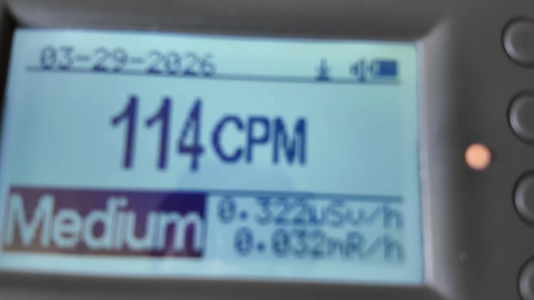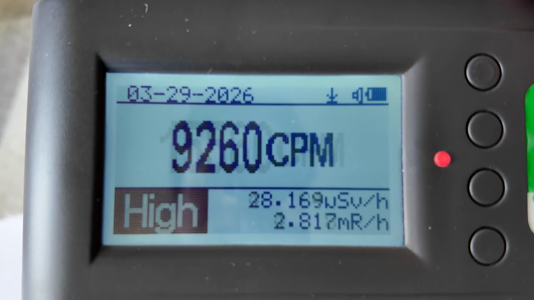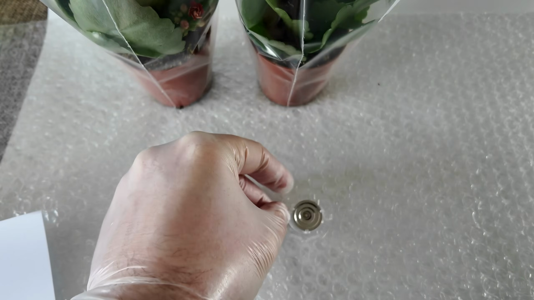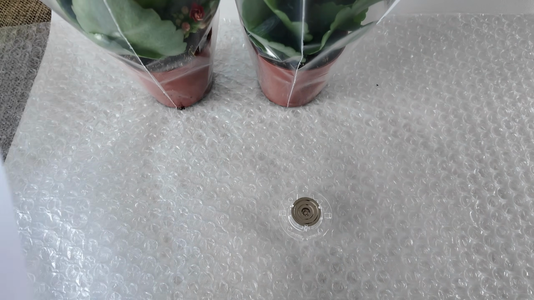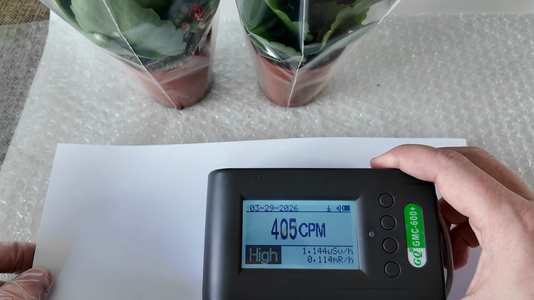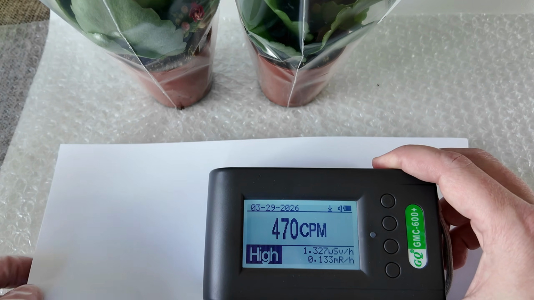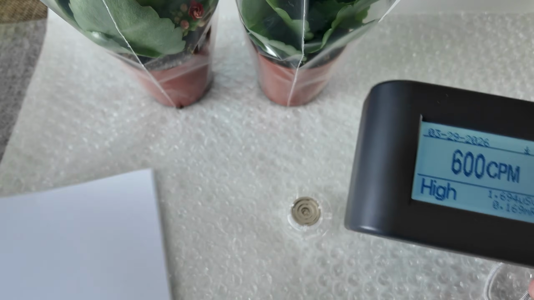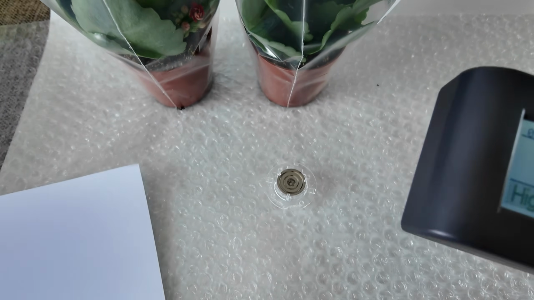And I will not use the alpha source for the plant because it is useless. Alpha radiation cannot penetrate the plant. So the first plant will be lucky and it will be in the control group without any radiation exposure. But still, if you want to see the results for alpha, write in the comments below and maybe I will make a second video. And now let's see how the beta radiation works.